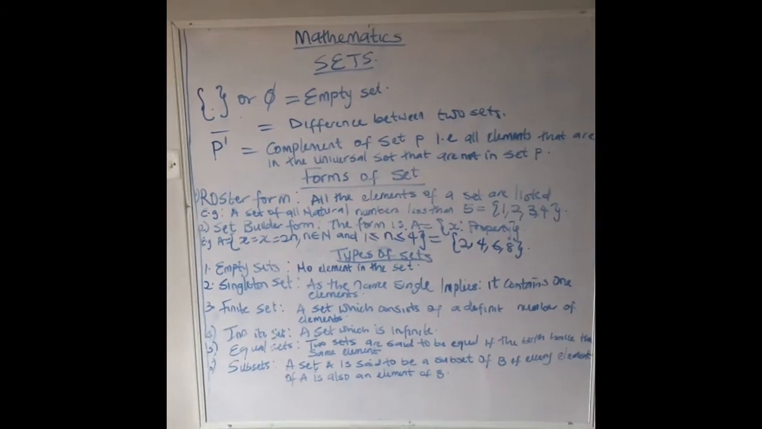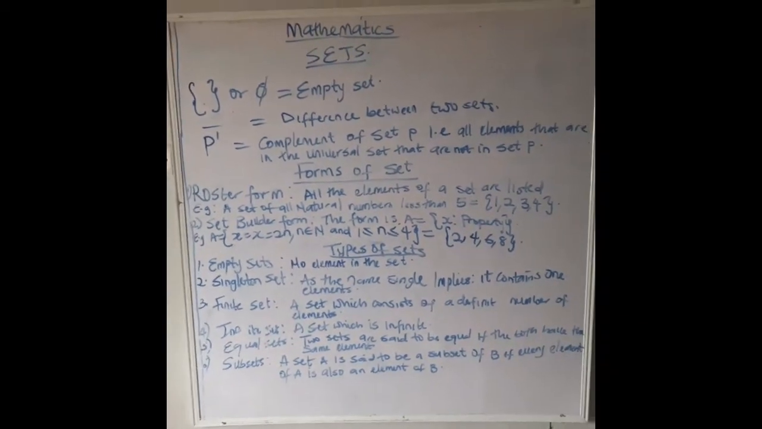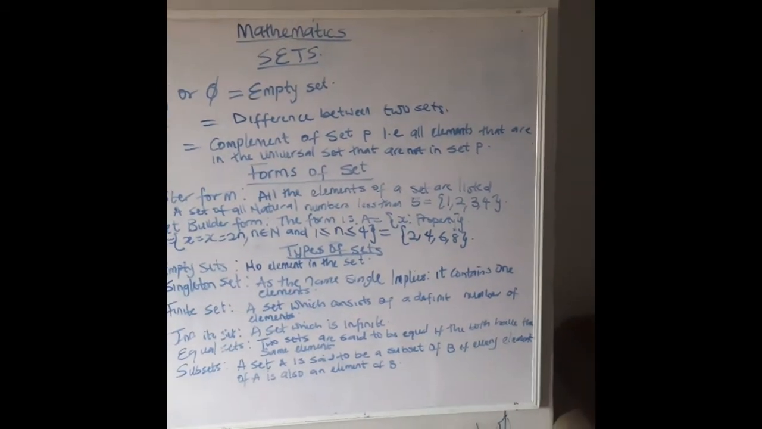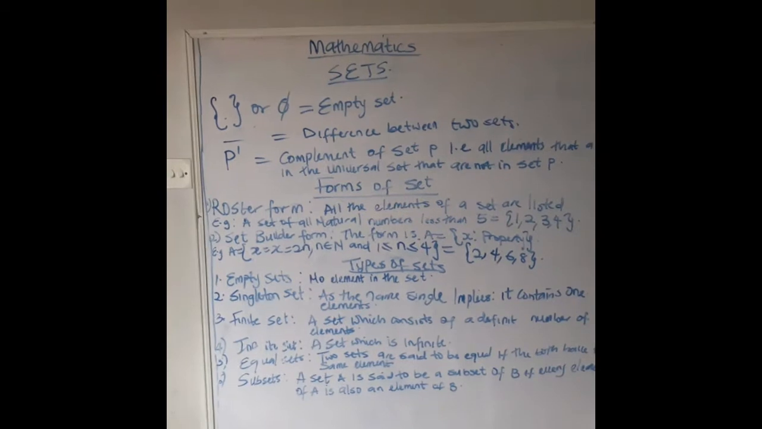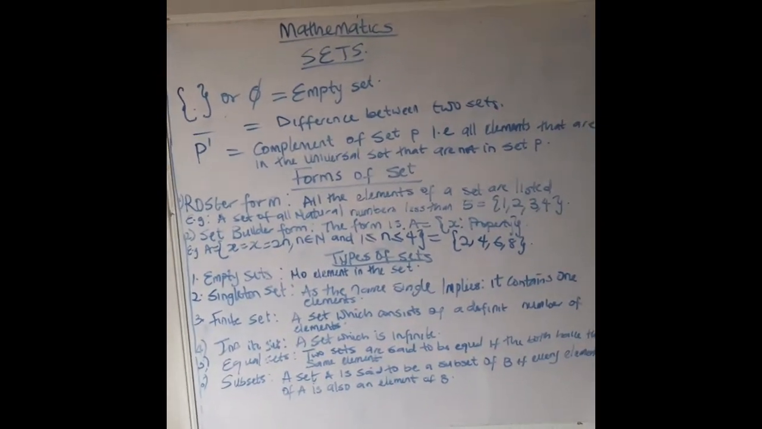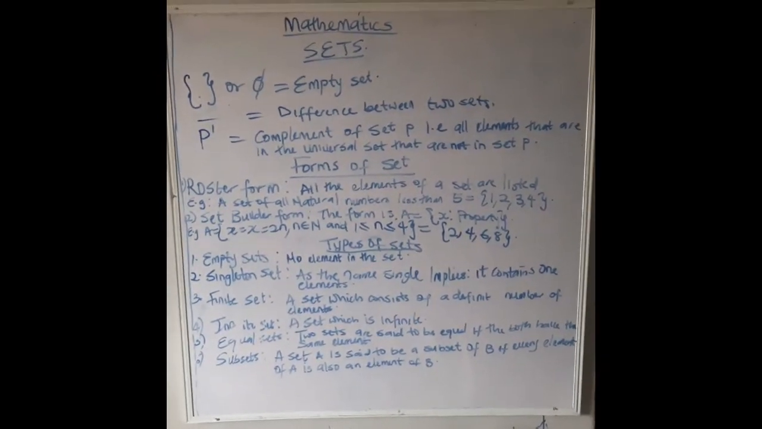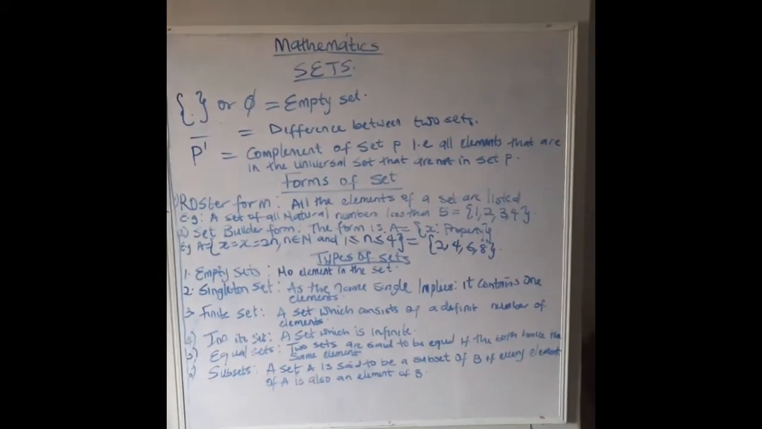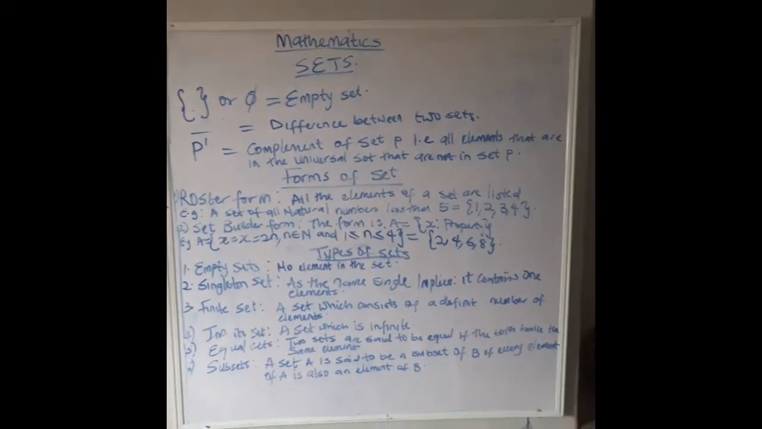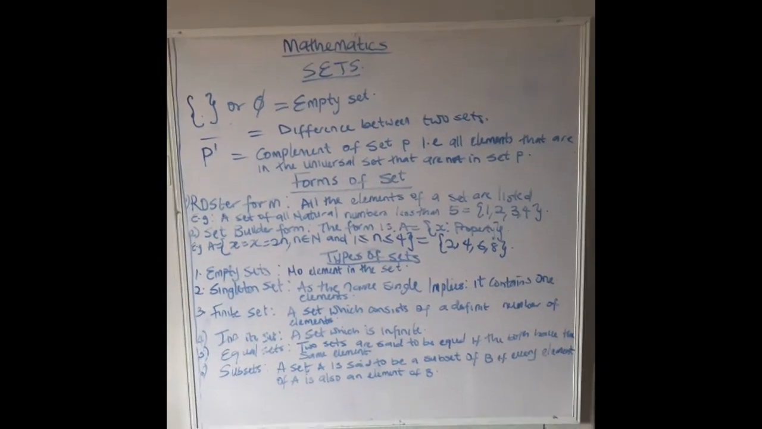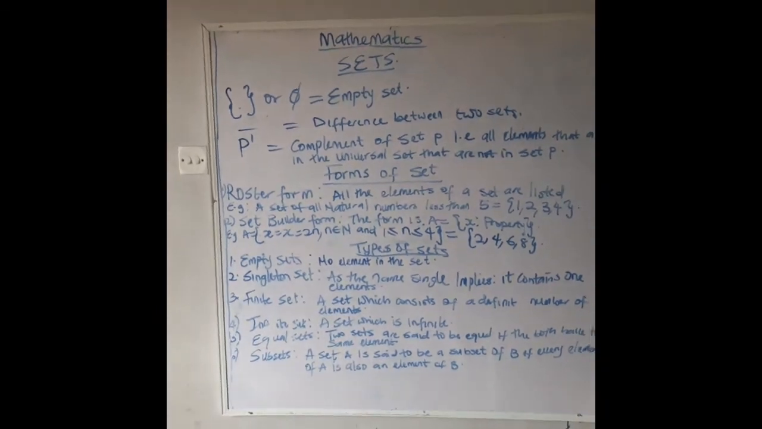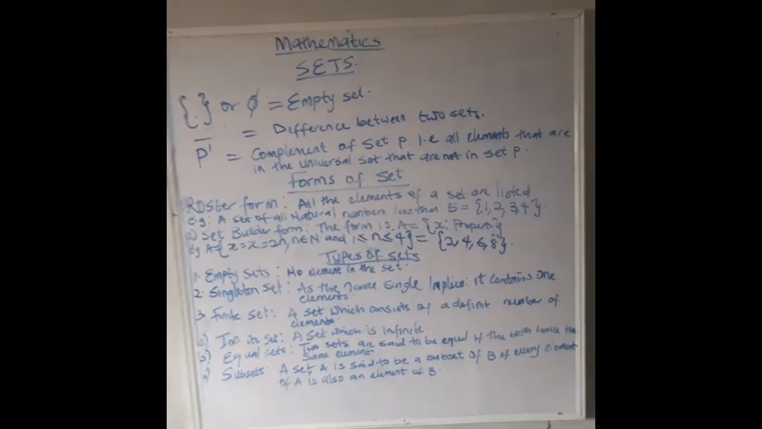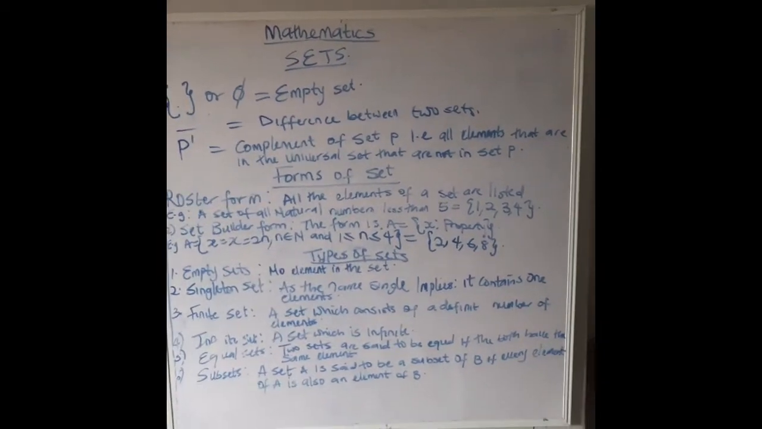So we have forms of set. We have the roster form. What is the roster form? The roster form is a form in which all the elements of the set are listed. Like the example I gave there, when we have the set of all natural numbers less than 5. As you can see, the answer there is listed. Natural numbers start from 0, 1, 2, 3, 4, 5. The question says, what are the natural numbers less than 5? So we'll start listing. Which one is less than 5? We start from 4, 3, 2, 1. So that's what we have there.